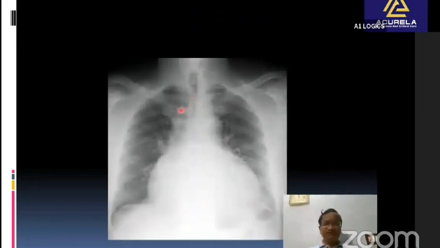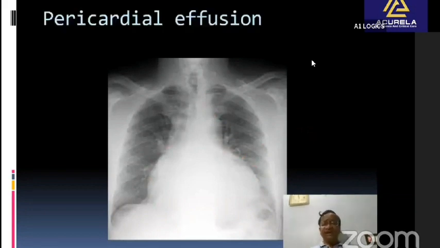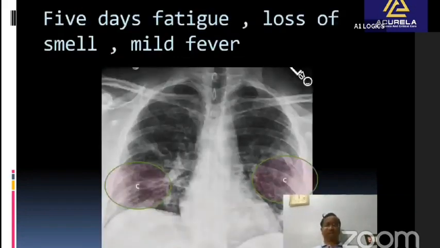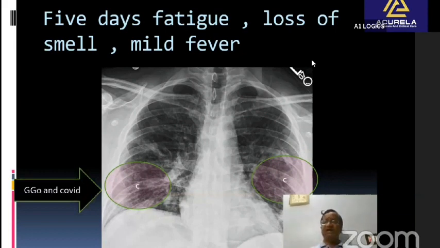It looks like everything is fine. Here, a normally repeated film. Here the subcutaneous tissue, all these things are normal. There is a big cardiomegaly, homogeneous. It is likely to be a pericarditis. Five days of fatigue, loss of smell, mild fever. This is ground glass opacities on the peripheries, characteristic of COVID.